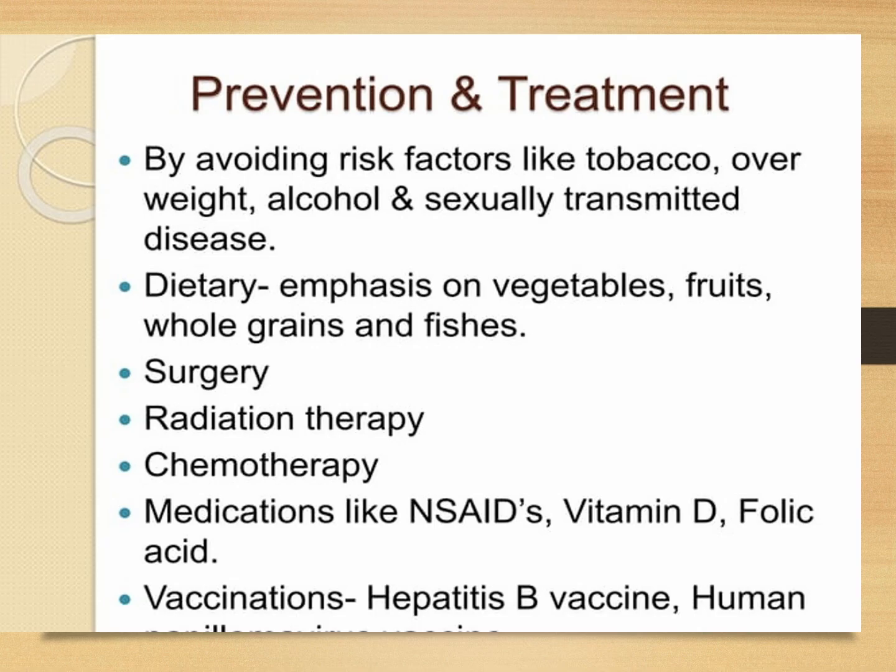And prevention and treatment. Prevention methods are there and also treatment methods are there. Prevention by avoiding risk factors like tobacco, overweight, alcohol, and sexually transmitted disease. We have already seen these etiological factors, there is tobacco, alcohol, etc. So we can avoid taking tobacco or alcohol, then we can control our overweight, then sexually transmitted disease also we can control. And dietary emphasis on vegetables, fruits, whole grains and fishes. By diet we can prevent, that is emphasis on vegetables, fruits, whole grains and fishes.